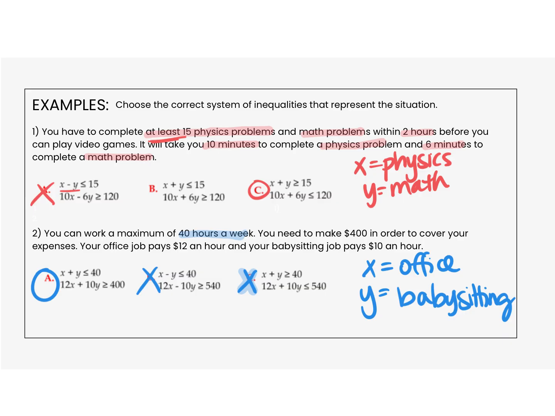We agree with that. Now it also says your office job pays $12 an hour, your babysitting job makes $10 an hour, and I need to make at least 400 in order to cover my expenses. So that would be 12x, looks good, plus 10y, looks good, greater than or equal to 400. So A is the correct option.